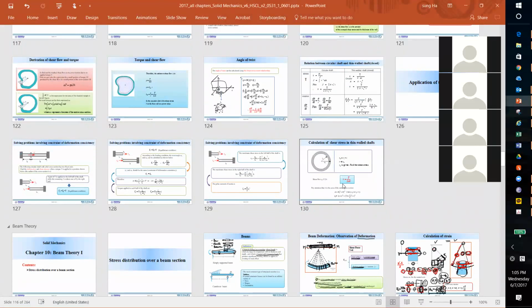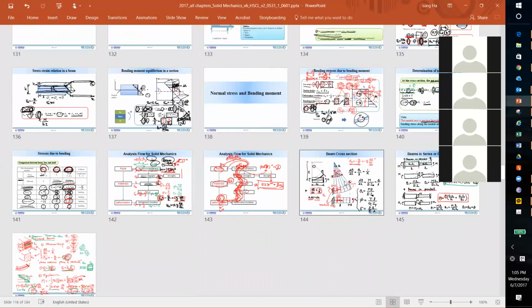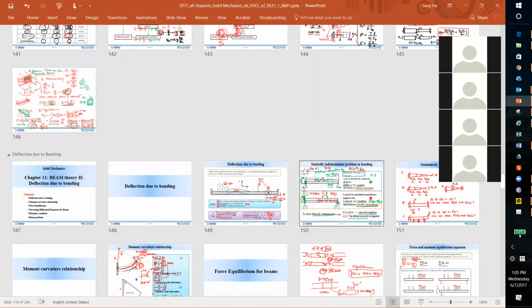As I announced last week, today I would like to review the torsion theory. I hope that what we have covered in beam theory is quite enough for you to prepare for all tests.